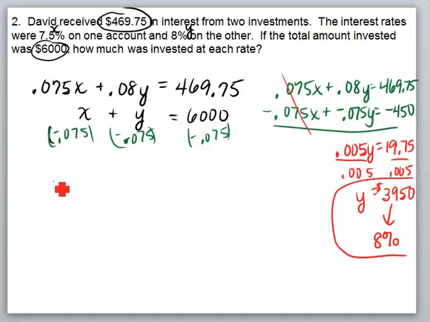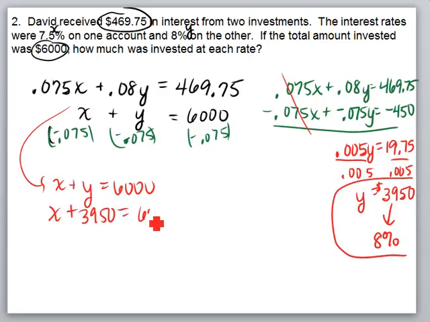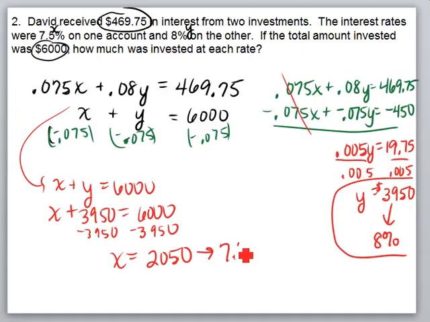$3,950 invested. The second amount is much easier to find using the second equation. Go ahead and plug in your $3,950. Subtract $3,950 from both sides to get x is equal to $2,050. That would be at the 7.5% interest. So that's the amount that was invested at each different percentage.